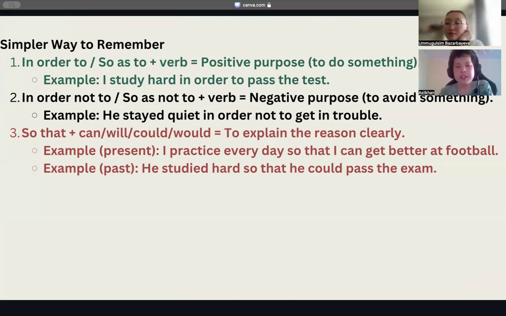So he stayed quiet in order not to get in trouble. It's like the baby. If you wake up the baby, you get in trouble. You don't want this to happen, so you stay quiet instead of loud.